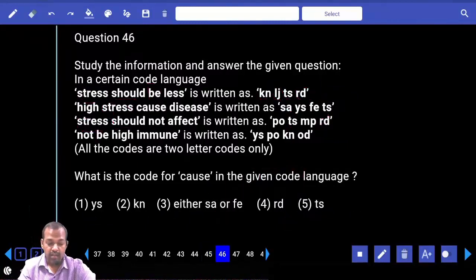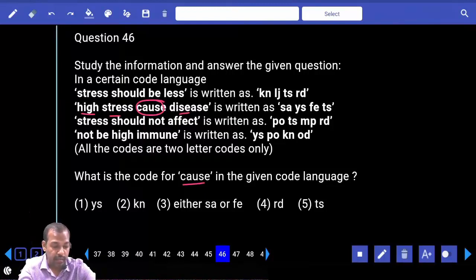Next one, what is the code for "cause"? Now tell me, where can we see "cause" here? In the second line, and is it repeated in another line here? It's not repeated. That means if you want to find the code for "cause", we have to know the codes of "high", "stress" and "disease".